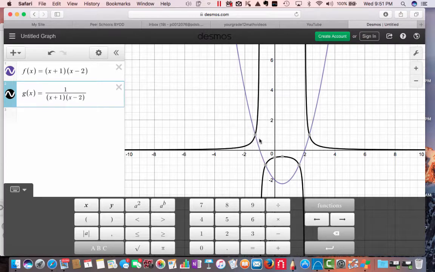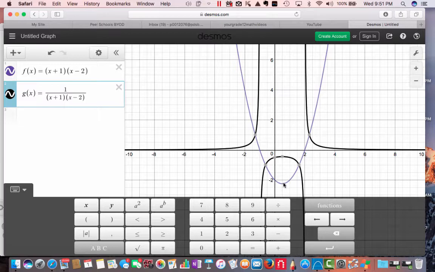Same relationship between them, decreasing has the opposite effect on the reciprocal. It's increasing on this interval. Notice here the parabola is decreasing until you get down to the vertex. On its reciprocal, it's increasing. This point right here, the turning point on the reciprocal, is simply the reciprocal of whatever the y-coordinate of the vertex is.